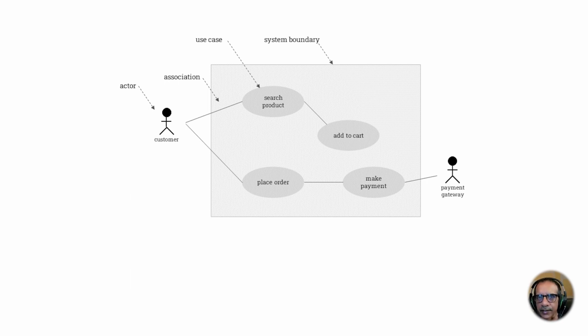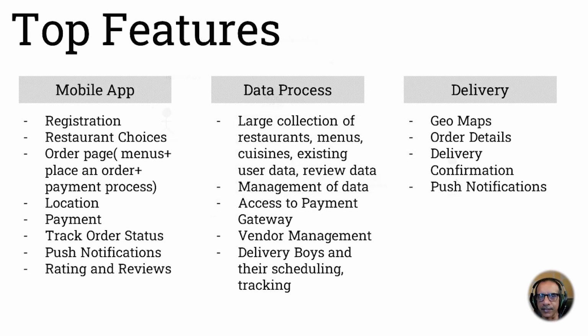Let's now have a look at another example. A food delivery app, something which we are pretty familiar with. As we all know, these are the most common features of a generic food delivery app. There is typically a mobile app, there's some back-end data processing, and then some delivery happens. At a high level, we can search by restaurants, cuisines, see the menu, add items to cart, place an order, track the order, and then optionally post some review comments.